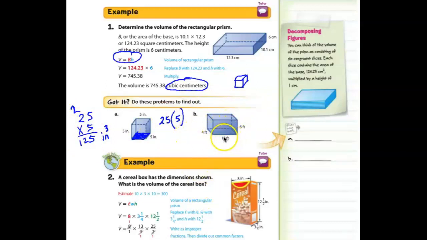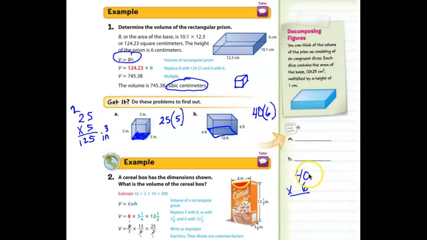So we'll do the same thing for this. So tell me what the area of this rectangle on the bottom is. Go ahead and solve that for me now. Very good. 4 times 10 is 40. And then we're going to multiply that by the height, which is 6. So go ahead and solve that. What is 40 times 6?